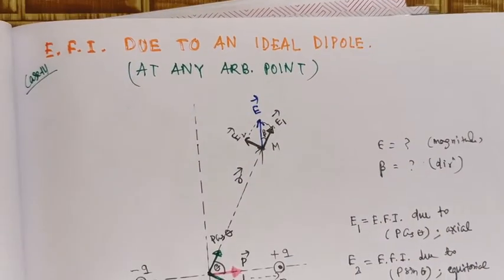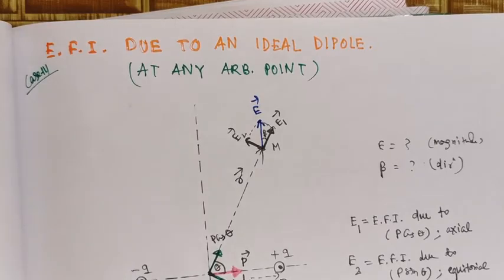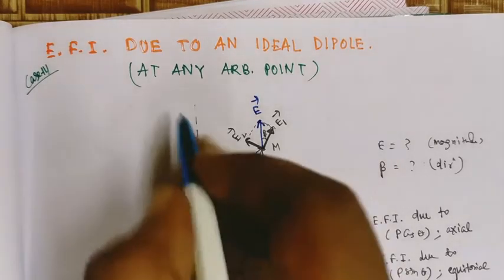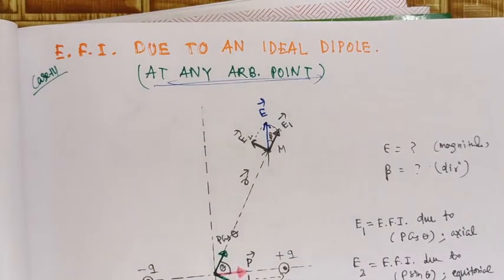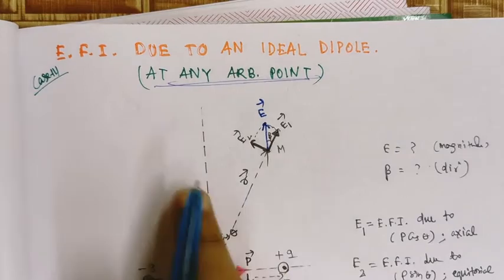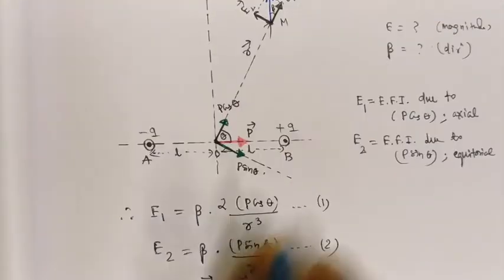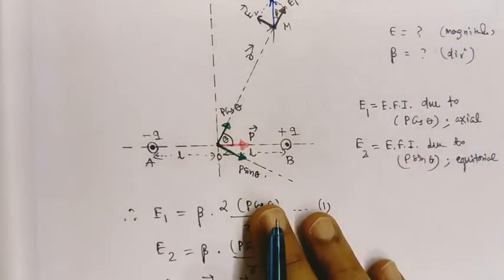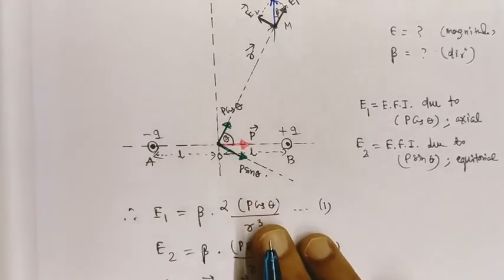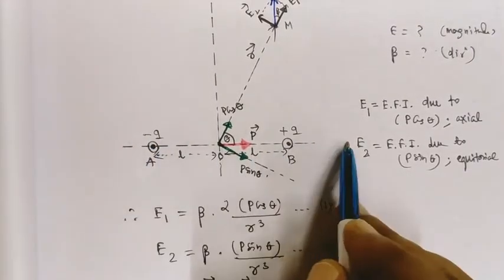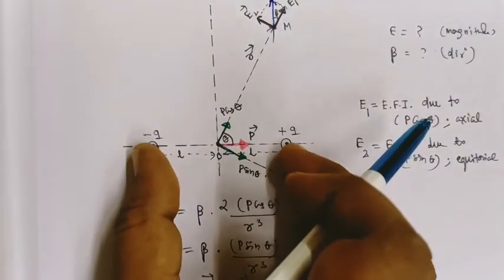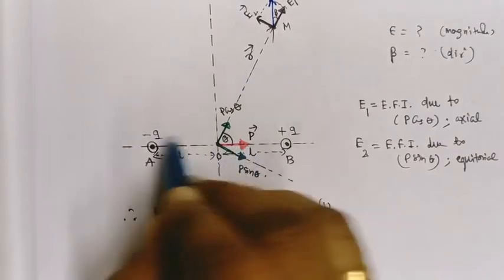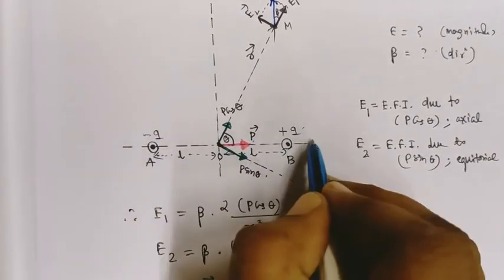Now another case is for you. We have to calculate the electric field intensity due to an ideal dipole at any arbitrary point. Any arbitrary point means it is not necessarily axial position, not necessarily equatorial position. How is it calculated? First see the diagram. Minus q, plus q, this is your ideal dipole, and this one is L and this one is L. That means dipole length is 2L. Dipole moment is from minus q to plus q, that is P vector along the axis.